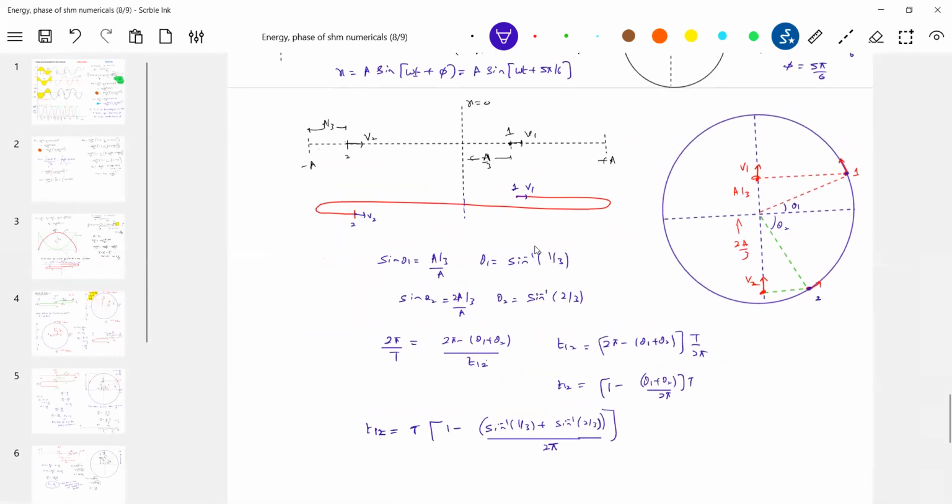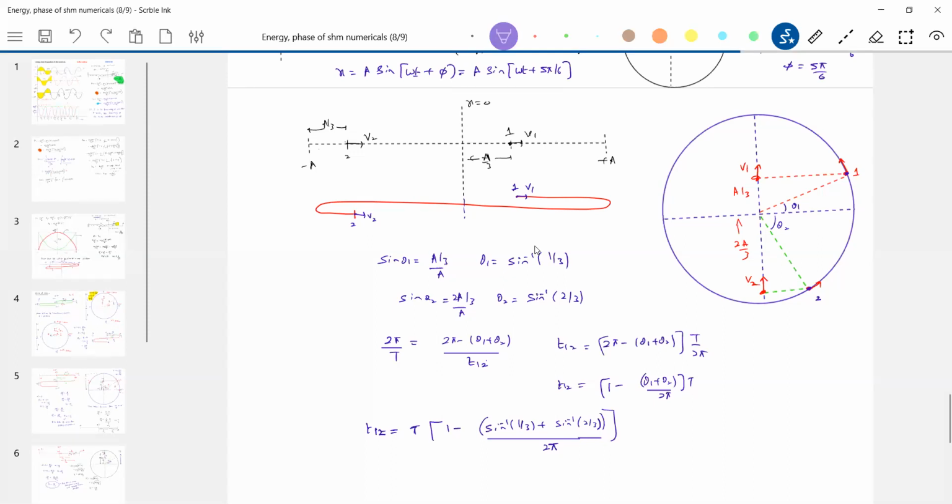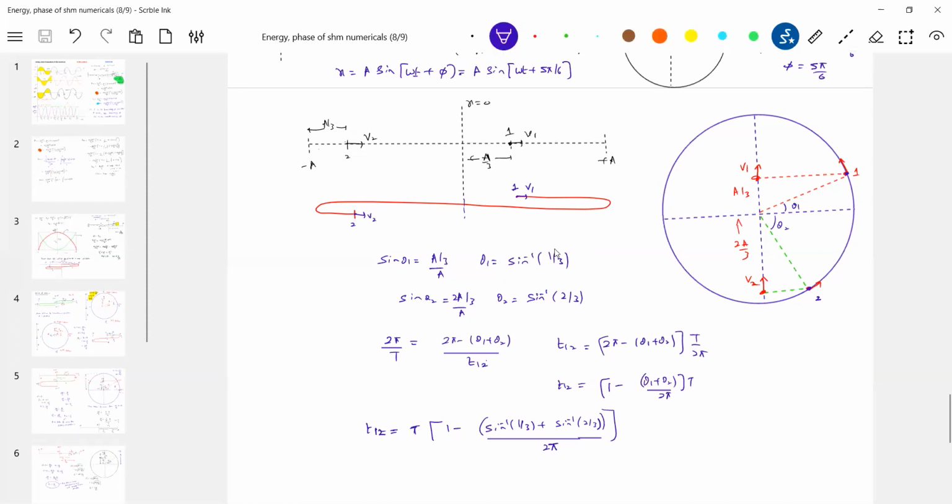Altogether, today you learned the energy and the time taken to move from one point to another point. You do have plenty of numericals on energy, phase of SHM, and equation of SHM. Work them out from the numericals books you have. Don't pick up any problem where a spring block is there. Only problems related to this, the time taken to move from one point to another point.